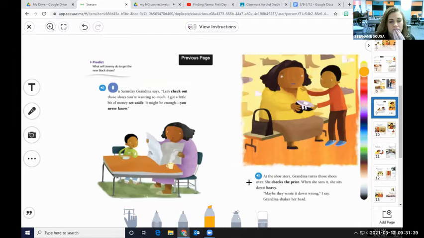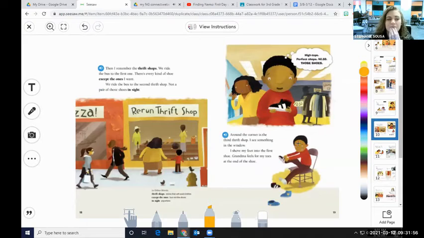At the store, Grandma turns those shoes over. She checks the price. When she sees it, she sits down heavy. "Maybe they wrote it down wrong?" I say. Grandma shakes her head. Slide 10.